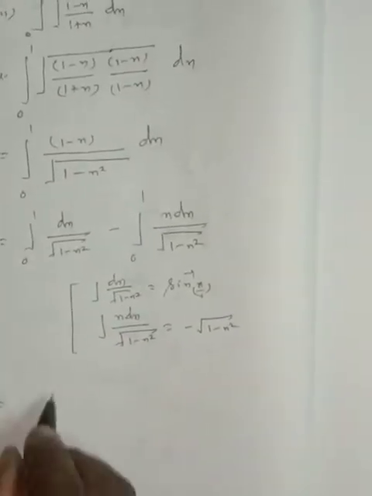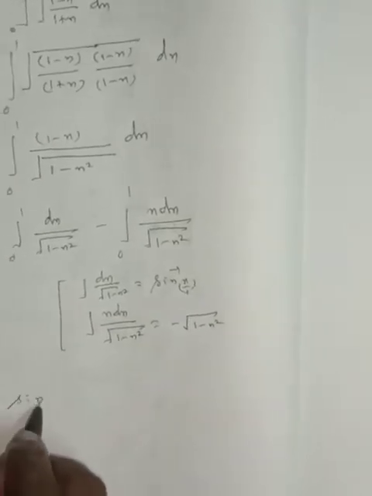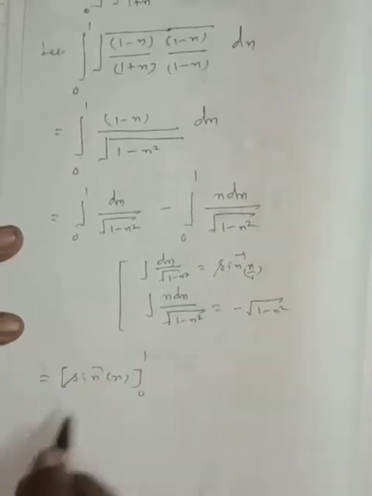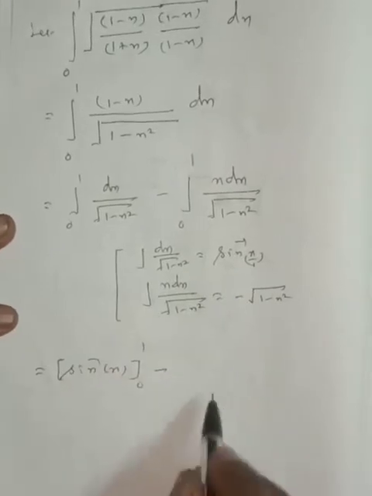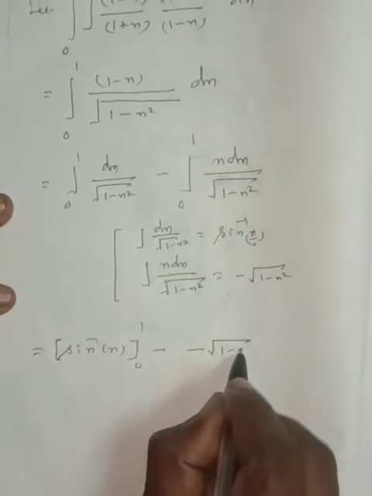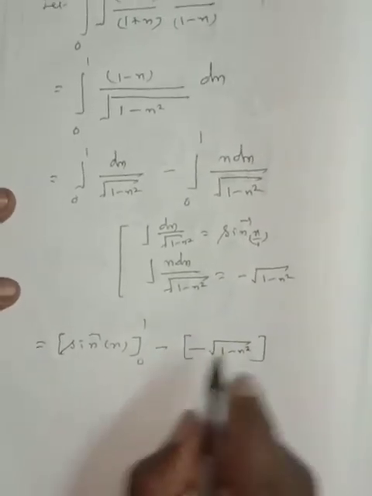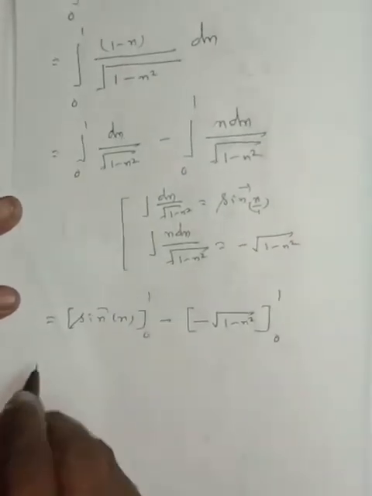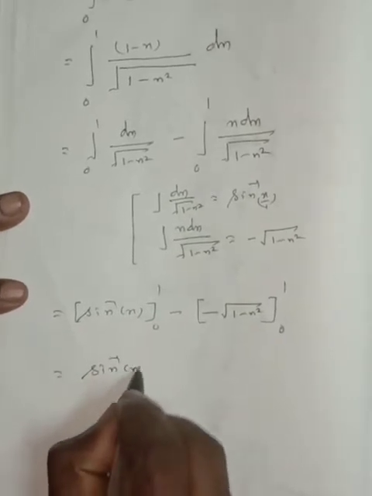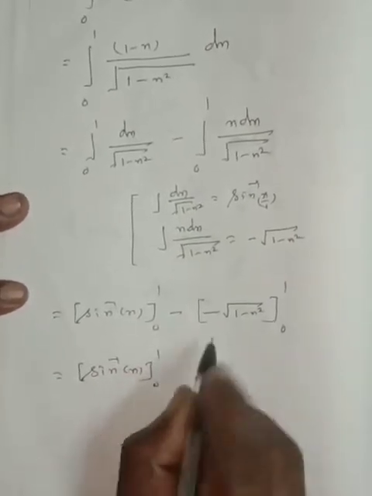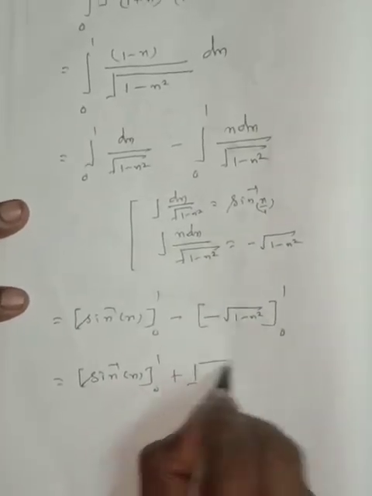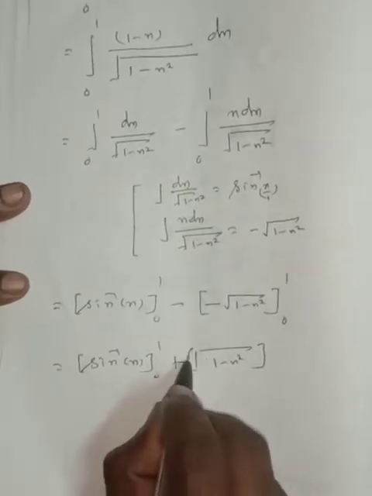Apply the formulas. We have sine inverse of x taken over the limit 0 to 1 minus of minus, so minus root of 1 minus x square taken over the limit 0 to 1. Minus of minus is positive: sine inverse of x taken over the limit 0 to 1 plus root of 1 minus x square taken over the limit 0 to 1.